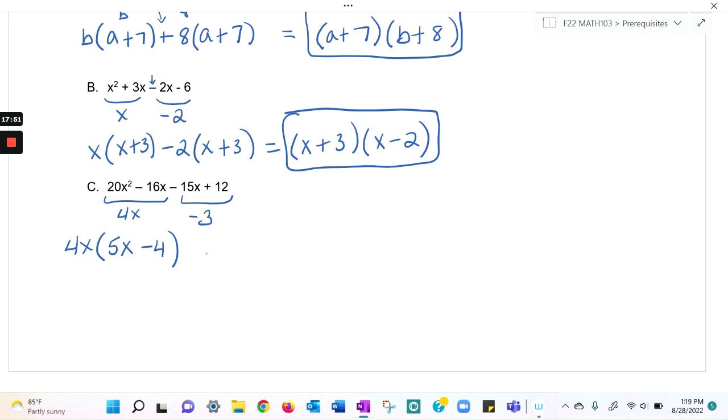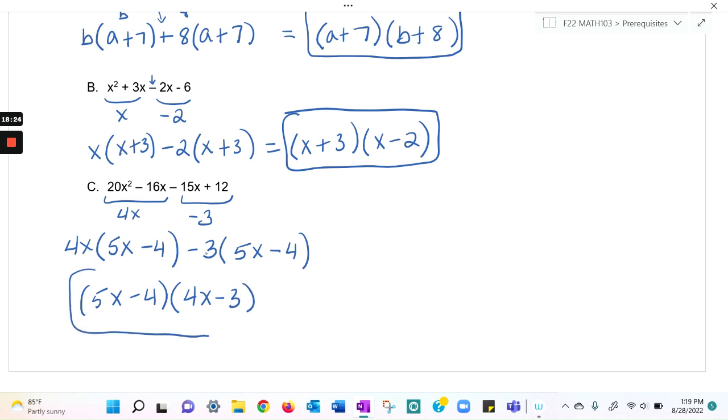All right, so now we're going to factor negative 3 out. And we should be getting 5x minus 4, but let's actually think about it. So negative 15x divided by negative 3 is positive 5x. And then 12 divided by negative 3 is negative 4. So that works, and we are getting exactly what we should get. So 5x minus 4 is our one factor, and the other one is 4x minus 3.